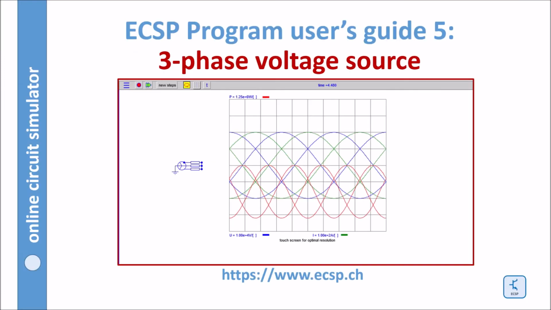Here I want to demo the 3-phase voltage source. Everything you just said for the single-phase source is also applicable for the 3-phase source. There is, however, one exception. You see that on one of the phases there is such a dot. So we have the 3 phases RST, and the dot is on the R phase.